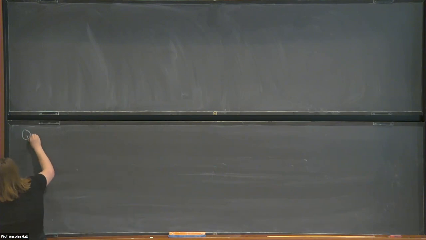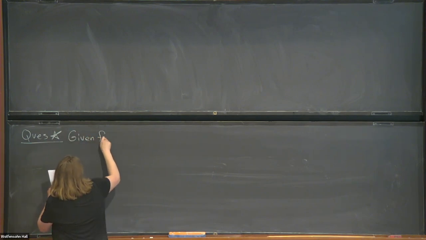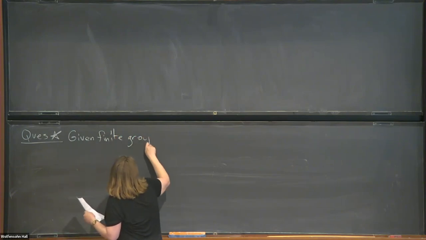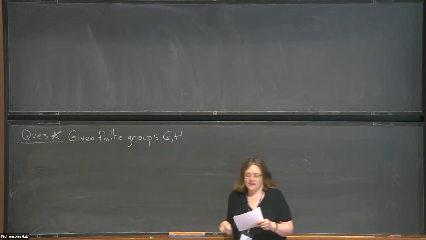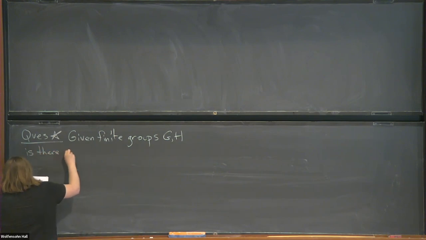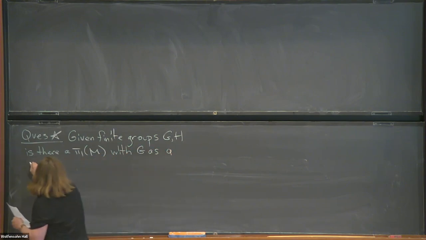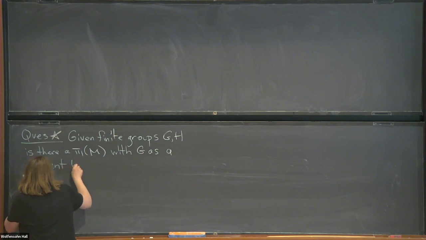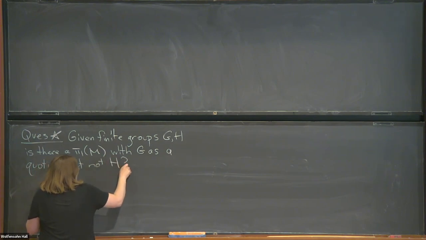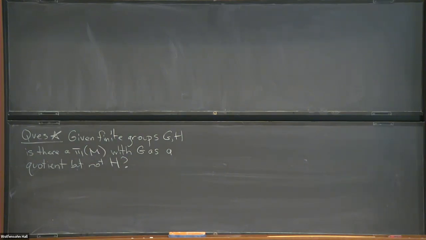All right. So now that question up there, this is a more precise thing you could ask. Given finite groups G and H, is there a three-manifold group with G as a quotient but not H? So for every finite group G and H, that's a precise question. It has an answer, it's either yes or no. And it will depend on G and H, certainly.